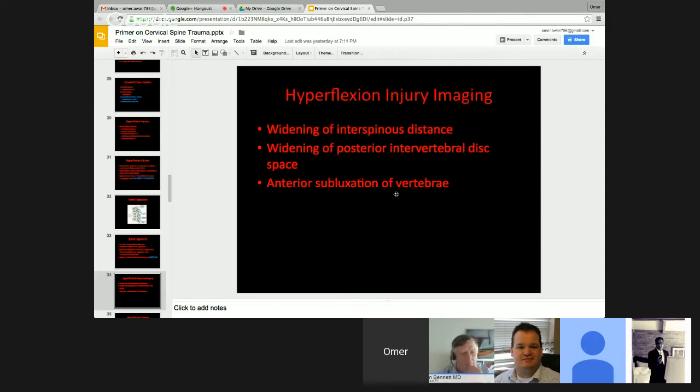So hyperflexion injury imaging. What are we looking for on radiography or CT to diagnose hyperflexion injury? Well, one thing is that you look for the widening between the interspinous or the spinous processes.